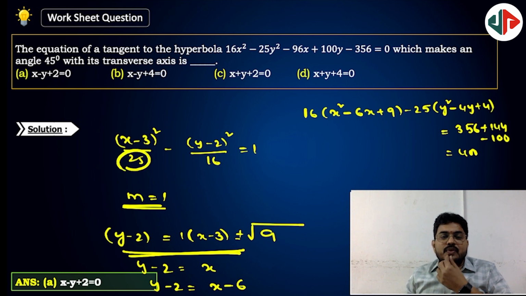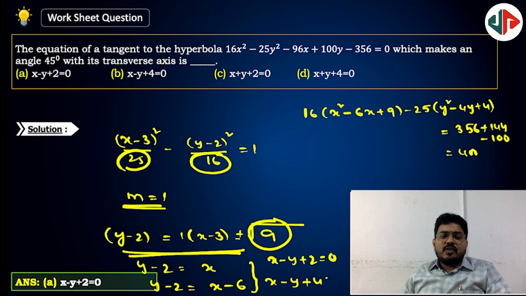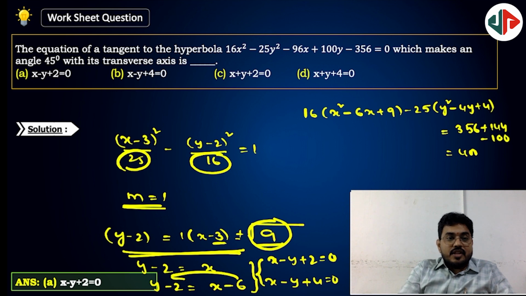A square m square minus b square. 3 only. From these two, you have x minus y plus 2 is equal to 0 possible, and x minus y plus 4 is equal to 0 is also possible. This 6 goes this side, because you have minus 3, minus 3. Both can be taken into consideration.